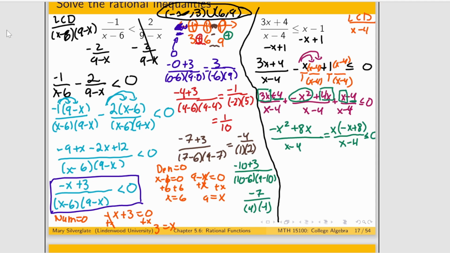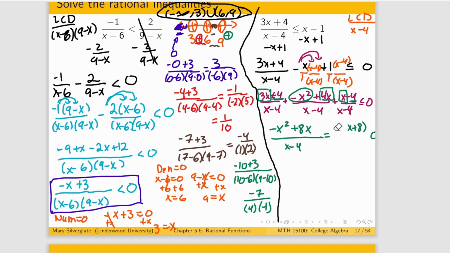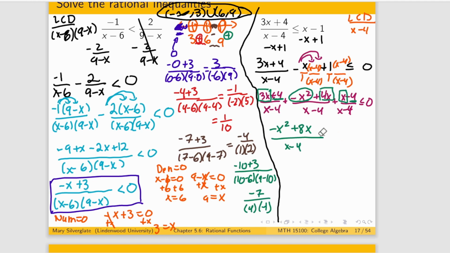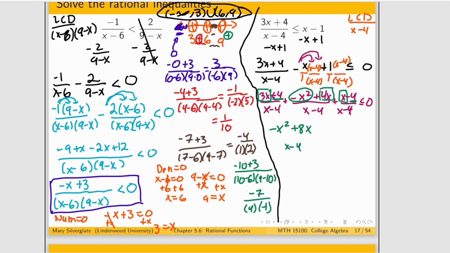Now, in order to find, let me actually write that a little bit neater. Because between negative x squared and positive 8x, their greatest common factor is going to be x or negative x. They'll just flip who gets the negative sign here. And then negative x squared divided by x leaves us with negative x. 8x divided by x leaves us with 8. We still have x minus 4 in our denominator.